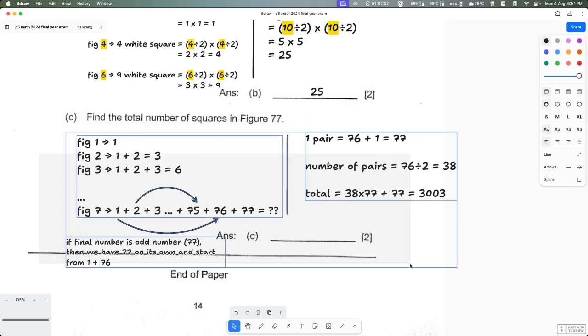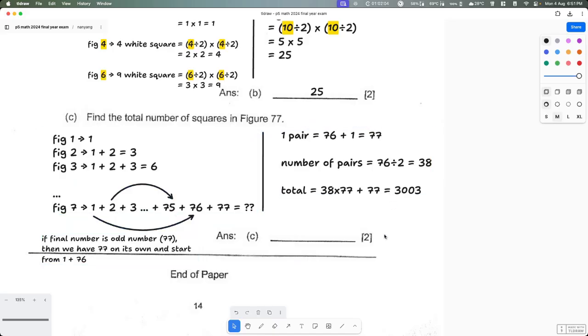Okay, I'm gonna move all of this over here. Okay, so this will be 3003.